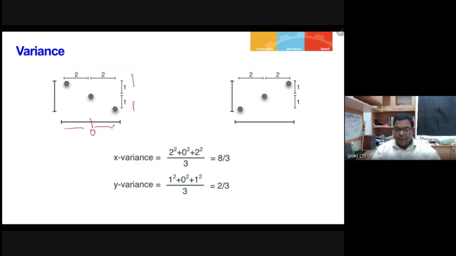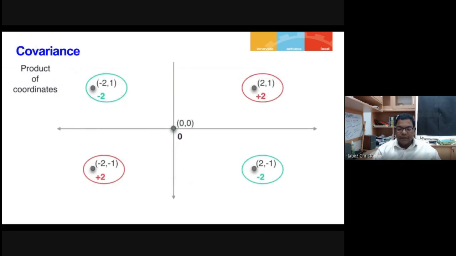Likewise, this same set of points also. So both the variances are same, but are the points same? No, right? The variance along both are same, but we cannot say there is definitely a difference between these two sets of points. So how do I differentiate that difference?